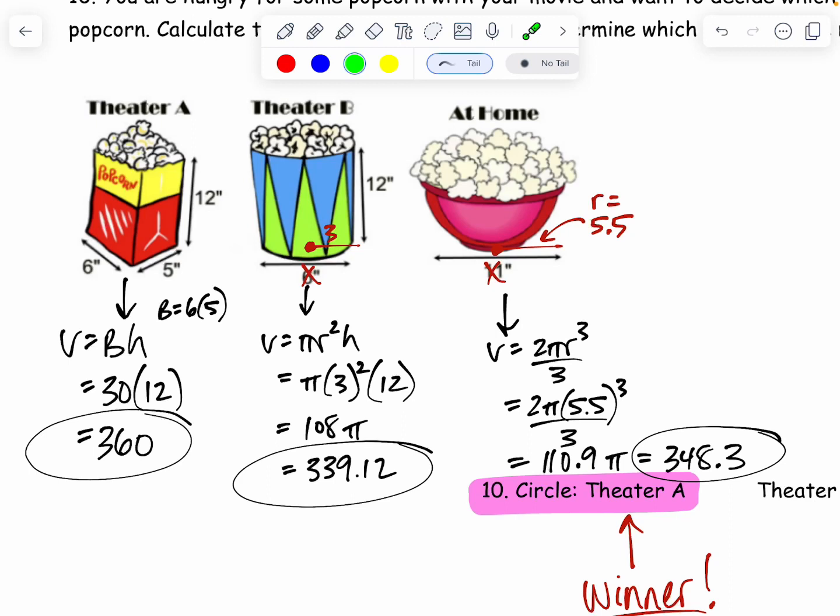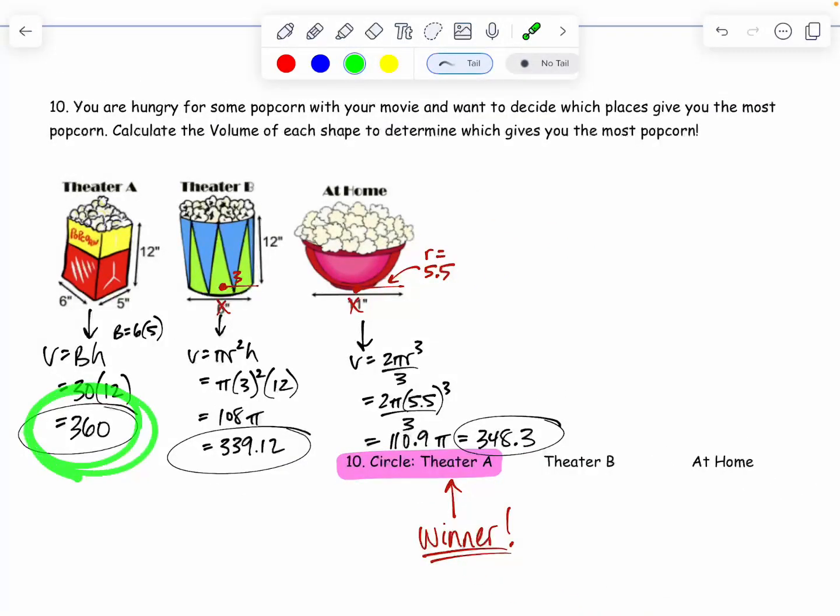Okay, and then make sure that you cube it. So in the calculator, you do 5.5 times 5.5 times 5.5 times 2 divided by 3. This is the way you probably would leave your answer in class, but remember that pi is 3.14. How much popcorn can fit in here? Multiply the 110.9 times 3.14 and you get this. So I'm comparing this bucket of popcorn to this bucket of popcorn and this bucket of popcorn, and the biggest number of all of those is this one, so I definitely want theater A.